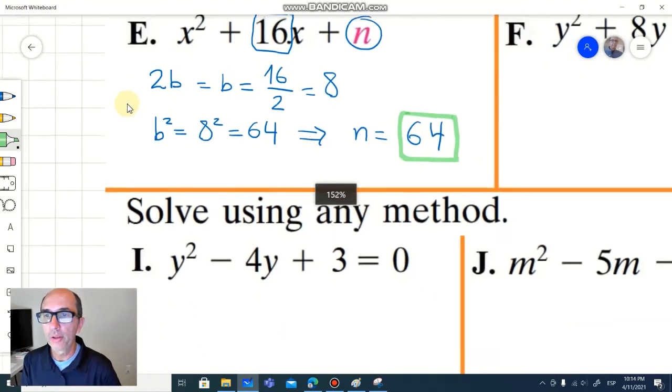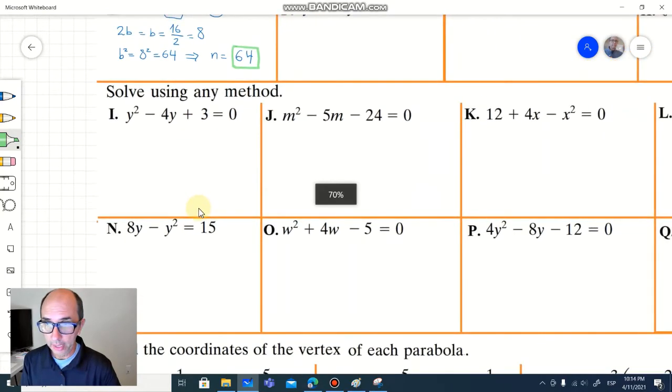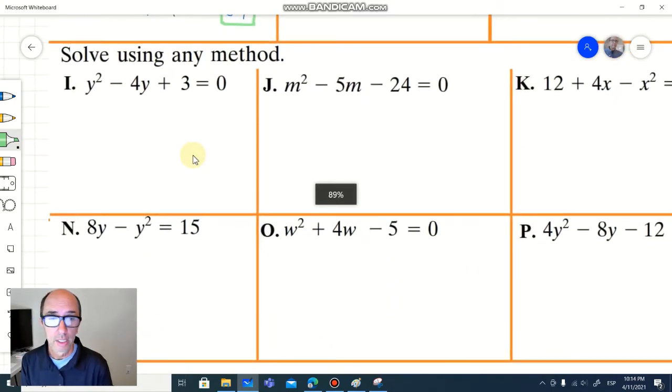Now, the other kind of questions you're going to find is this. And I think these are the kind of questions you're going to have more. Solve using any method, because it's solving quadratic equations. You have several quadratic equations that you have to solve. You can use, remember, you have three methods.